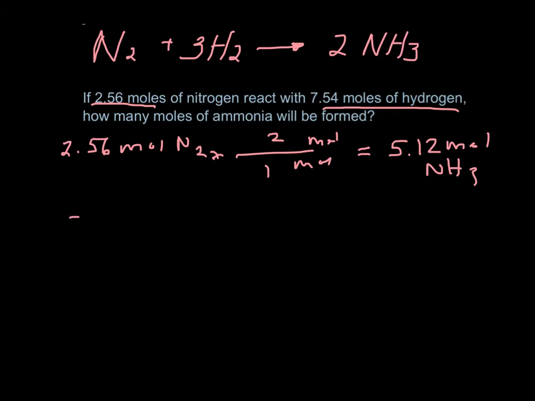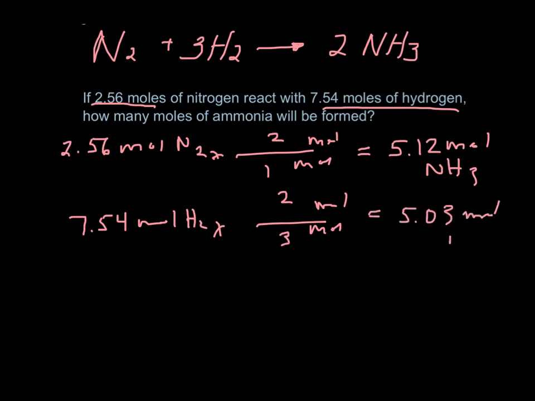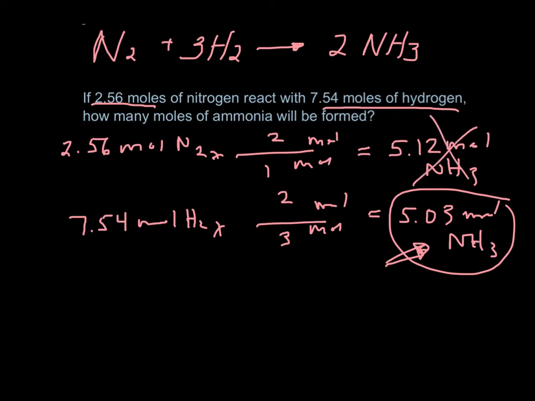Okay, if I start with 7.54 moles of hydrogen, and I do my mole ratio, 2 to 3, that comes out to 5.03 moles of ammonia. Okay, pick the smaller one. This is the actual amount that I will make. It's called the theoretical yield. This is incorrect, and this is my limiting reactant.